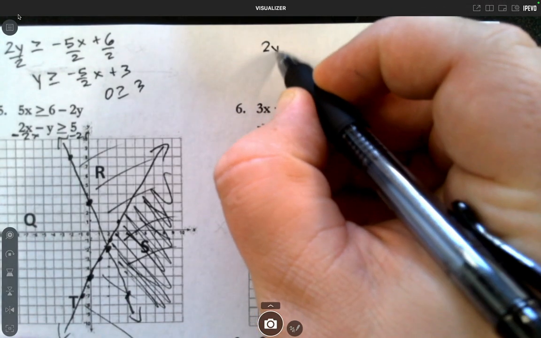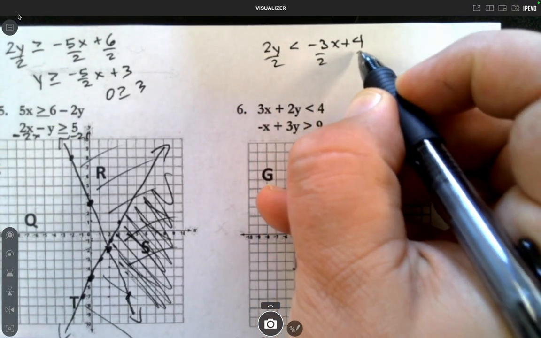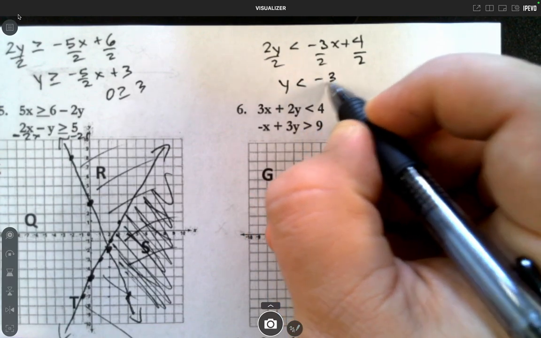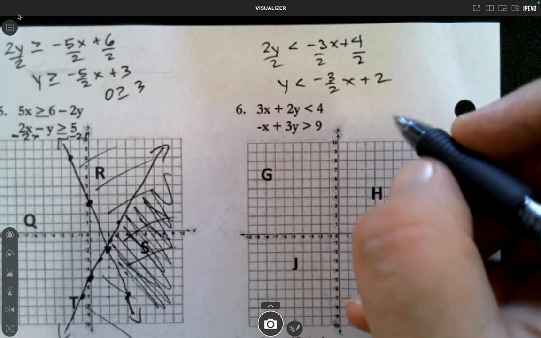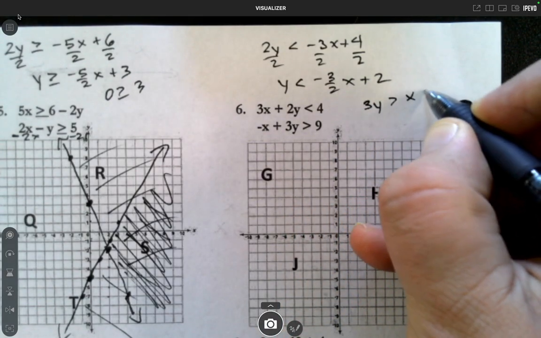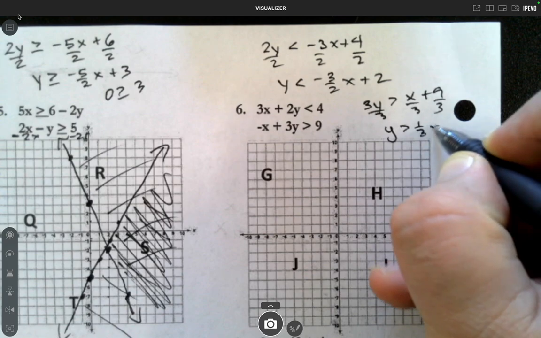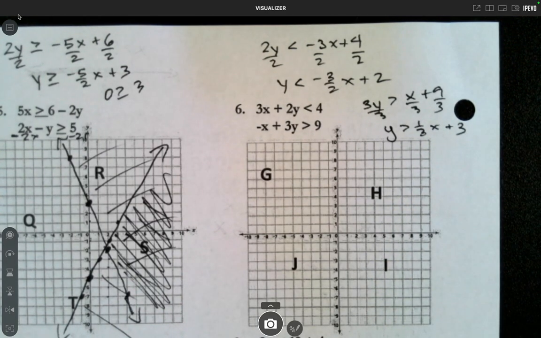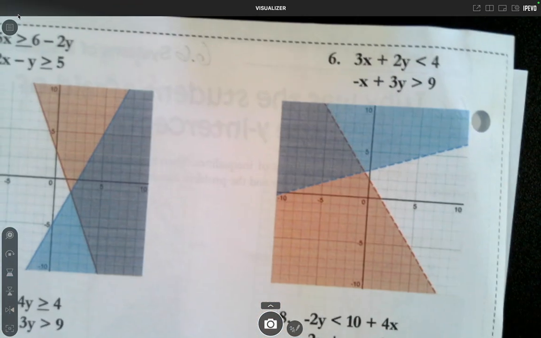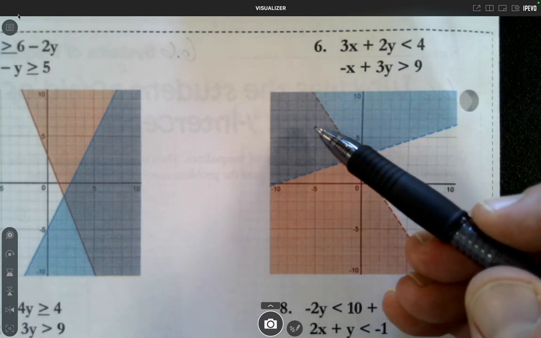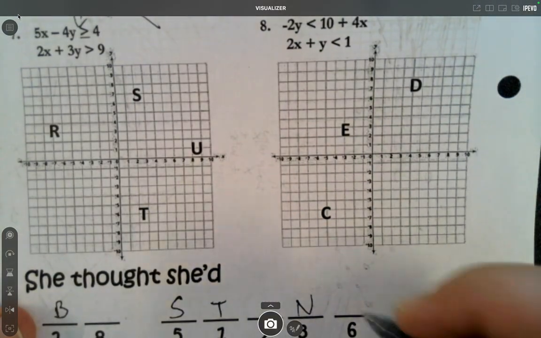So here we'd subtract 3x from both sides and divide everything by 2. So we get y is less than negative 3 halves x plus 2. This one, we'd add x to both sides, dividing by 3. So we get y is greater than 1/3 x plus 3. And this one, when you solve it, it will look like this. So it gets shaded up here in the upper left, which is where we have the letter G. So we go down here to number 6 and put in a G.